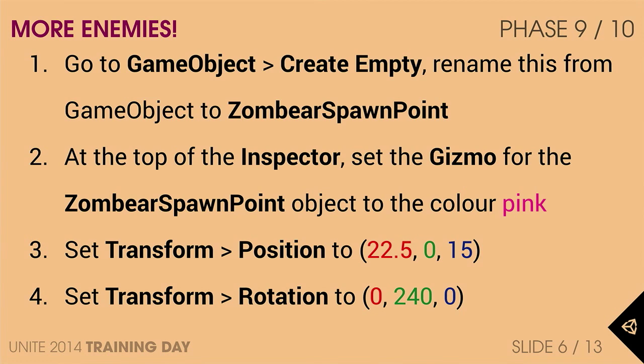So, to reiterate, we duplicated, so I didn't actually follow these steps. We duplicated the Zombunny spawn point and renamed it Zombear spawn point, but if you had wanted to, you could have created an empty game object and renamed it Zombear. Either would have been fine. At the top of the inspector, we set the gizmo for the Zombear spawn point to a fuchsia or pink color. We set its position to 22.5, 0, 15 with a rotation of 0, 240, 0.